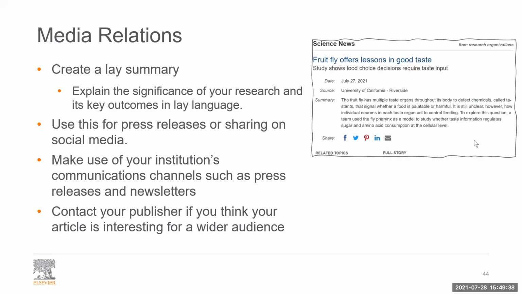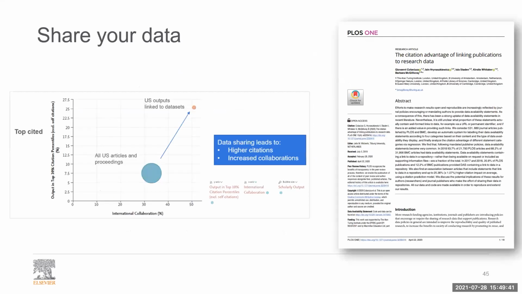Another very useful strategy is to link your research data to your publication as well. So also mentioning here, this is an article that appeared recently where a study was done, and they found that articles which link their data have 25% higher citation impact. Right? So this example then of the graph there on the left-hand side shows, on the y-axis you have top cited, the top 10% most cited articles, and on the x-axis here you have the international collaboration.